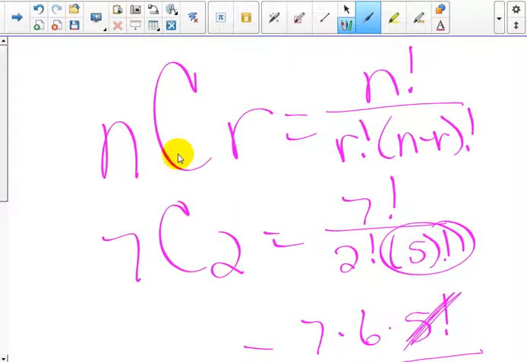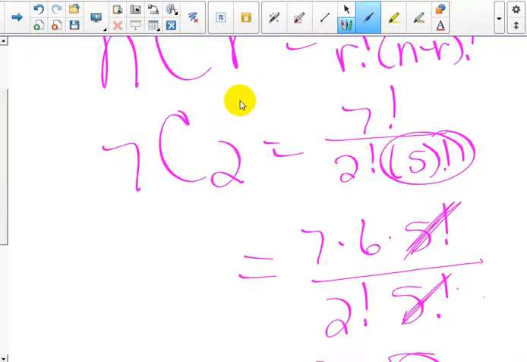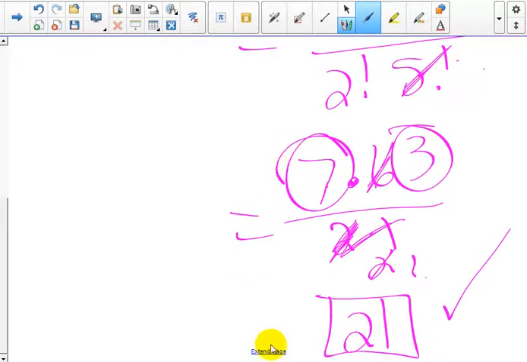Now, let's plug this into the calculator using the combination function. So hit clear and go to 7, probability, and now cursor down to number 2, press enter, that's the NCR. It should show on your screen, and now type 2 and enter, and you should get 21. Okay, any questions about that?